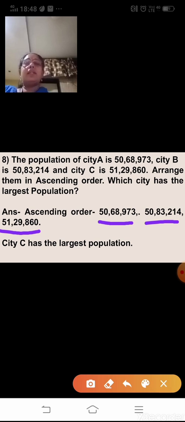Now out of these 3 numbers, which city has the largest population? Now 51 lakh is in city C. So city C has the largest population. So understood? See the numbers correctly. If the first number is the same, go to the second number in the thousands place. Then compare those numbers and find out which is the smallest one. Accordingly, you have to write it in ascending order.